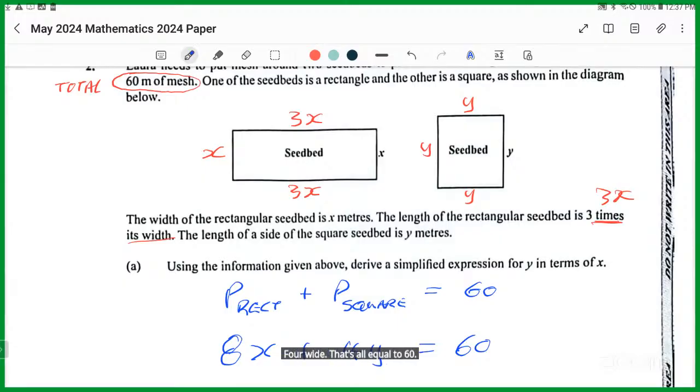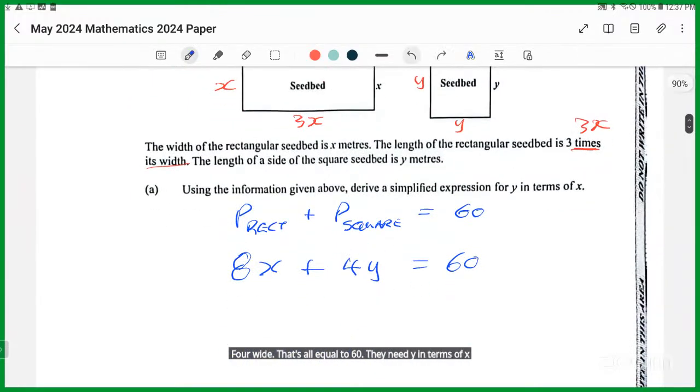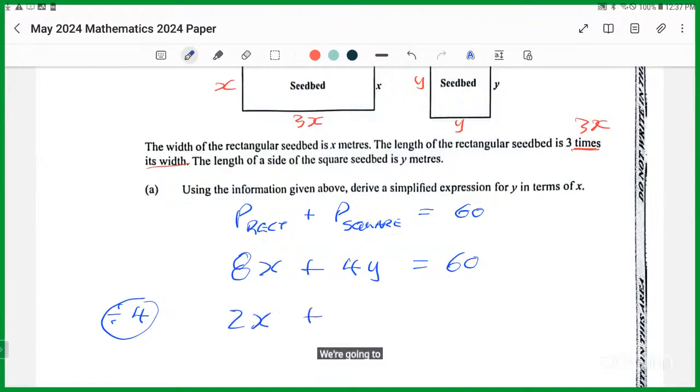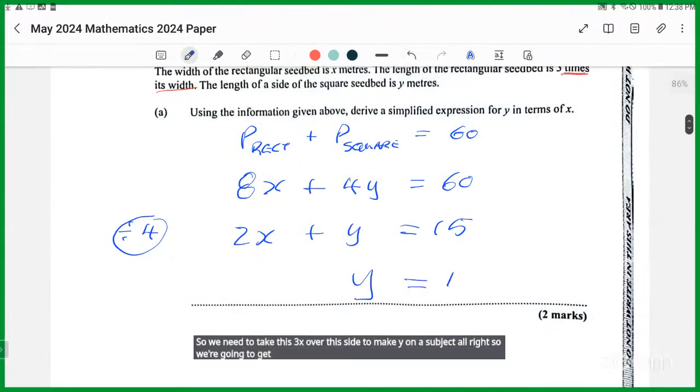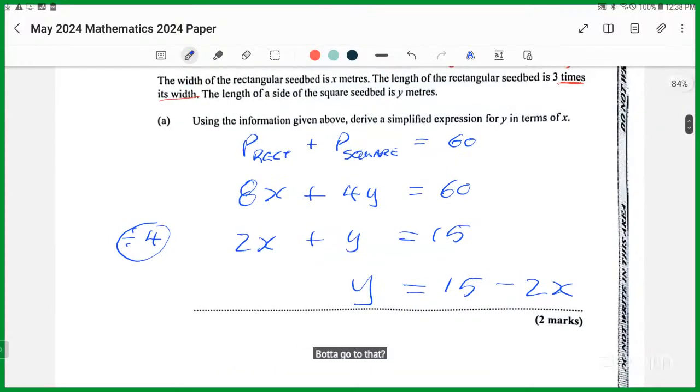They need y in terms of x, meaning make y the subject. This cannot be divided by 4. Let's do that first and simplify it. Divide by 4. We're going to get 2x plus y equals 15. But it's y in terms of x. So we need to take this 2x over to the other side to make y alone the subject. So we're going to get y equals 15 minus 2x. That's the answer for that. Y in terms of x. Good. So y will always be equal to 15 minus 2x. Let's continue.